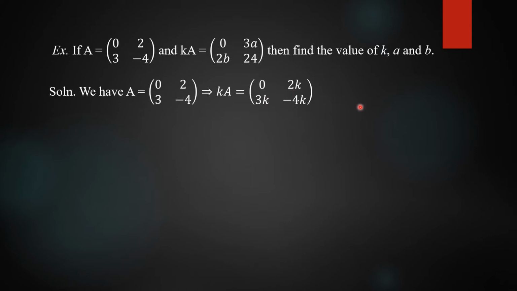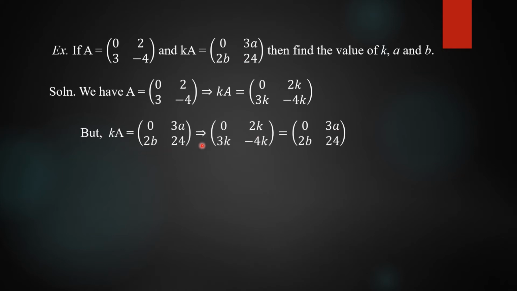Clear? Okay, then by question it is given that kA is equal to this one. So this matrix and this matrix must be equal. So you write, but K is equal to this. So that will imply this equal to this one. Now comparing these two matrices.